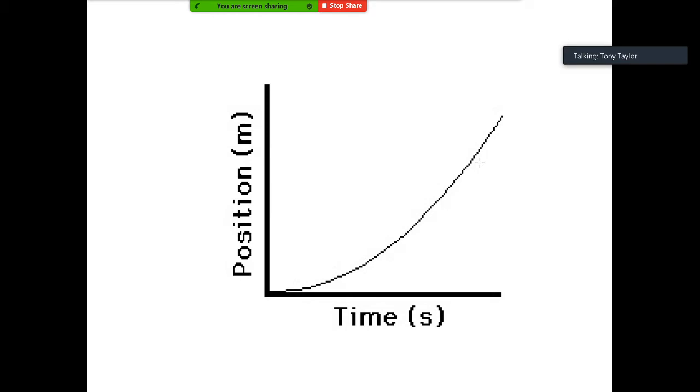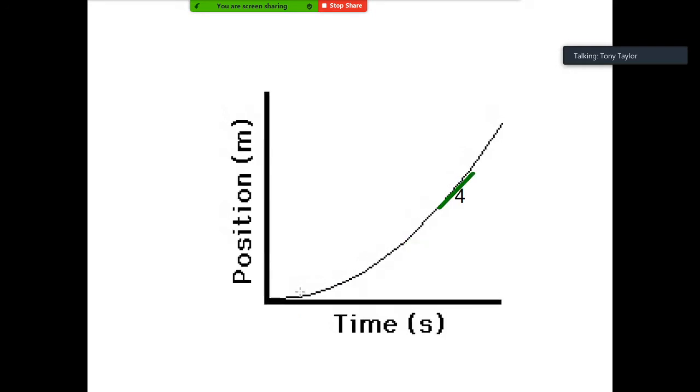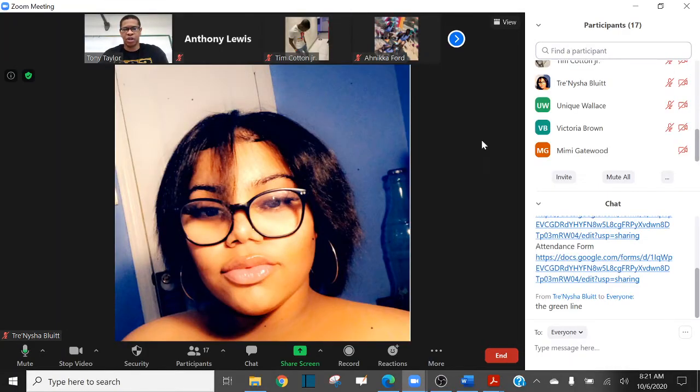How do we know that, for the most part, we're speeding up? Well, if you notice, if I draw a trend line somewhere around 1 second, the trend line right here tends to be pretty flat. But as I keep going, it gets steeper and steeper and steeper. Because we're going from flat to steep, we're clearly speeding up. So this object is speeding up while moving in the positive direction.